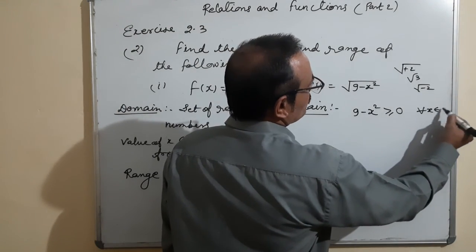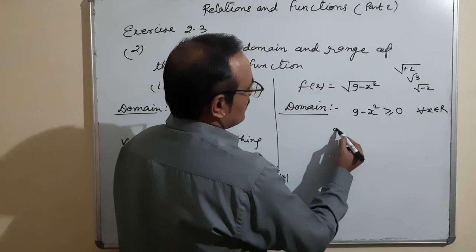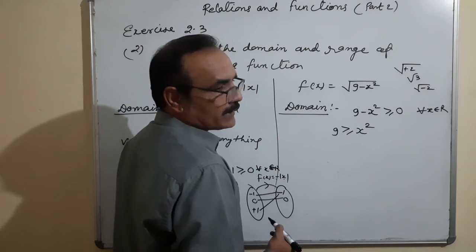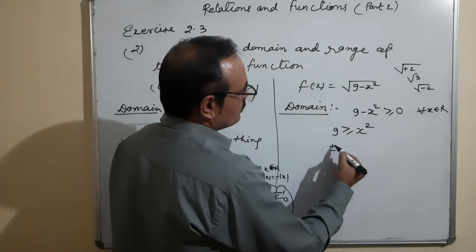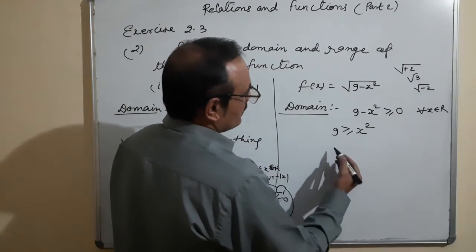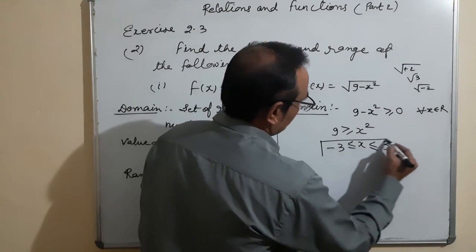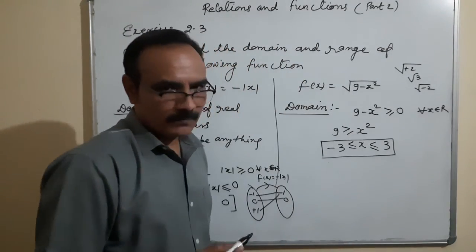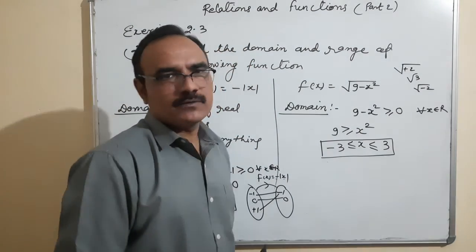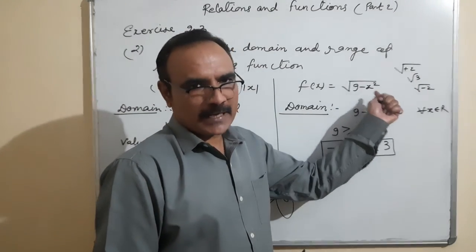For every x belonging to R, the set of reals, 9 minus x square is greater or equal to 0. That means 9 is greater or equal to x square, which means plus minus root 3 is coming here, and this is x. So minus 3 is less or equal to x, which is less or equal to plus 3. I'll explain. From minus 3 to 3, you can put any value. Less than minus 3 or more than plus 3, you get a negative term in the root.